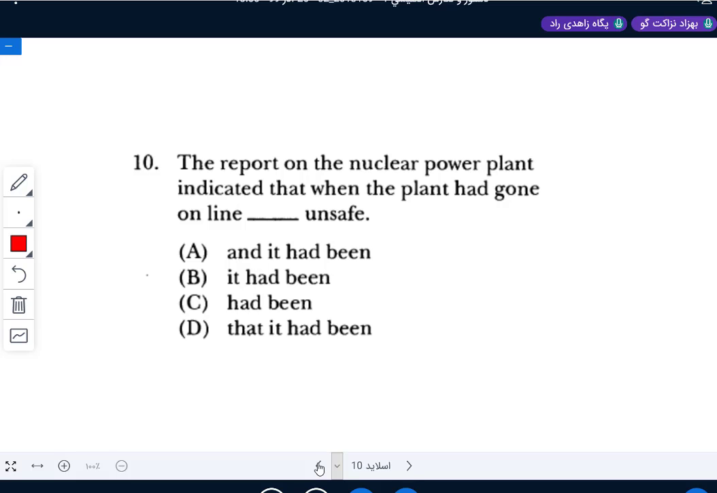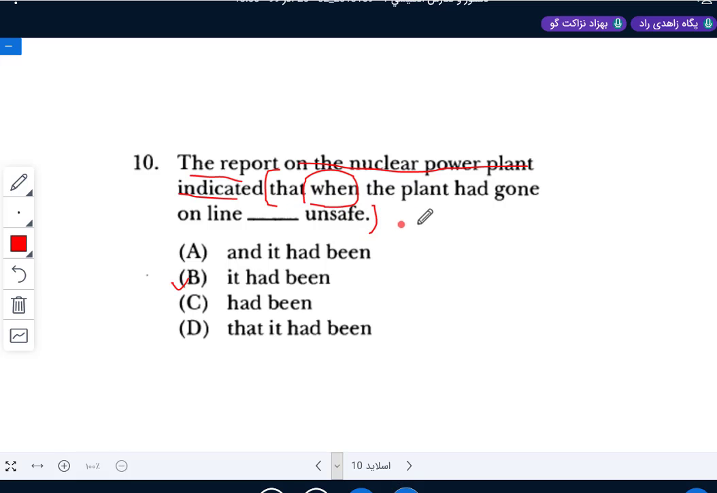The report on the nuclear power plant indicated that when the plant had gone online, B, I think, it had been unsafe. Very good. B is the best choice. Well, do you see any comma? No. No, but you see a subordinate clause connector. Indicated is a verb. The report is the subject. On the nuclear power plant, this is something extra. Indicated is a verb. I found my subject and verb, and then I need the direct object.